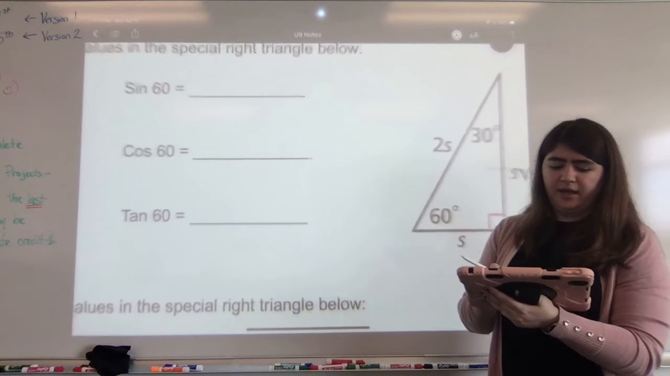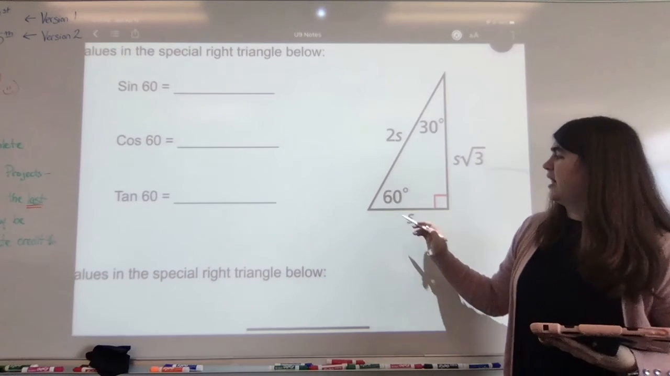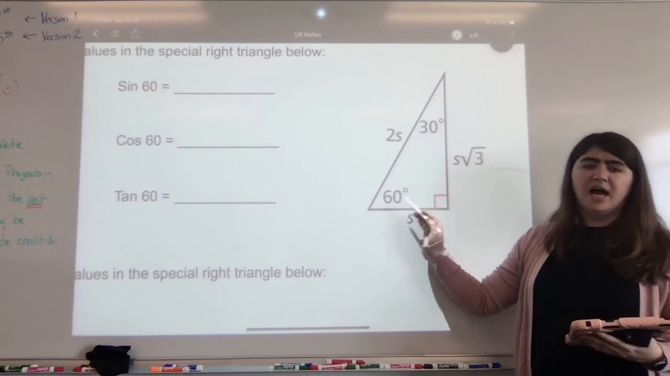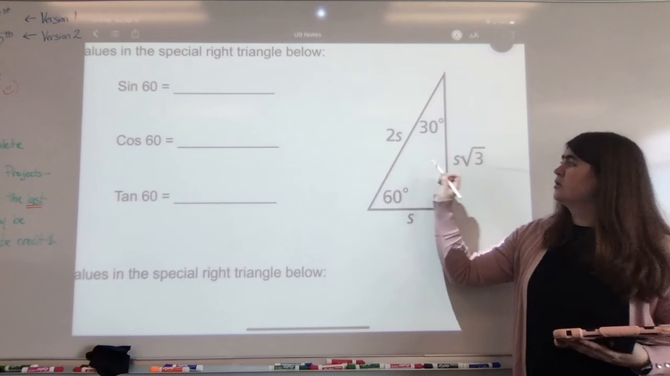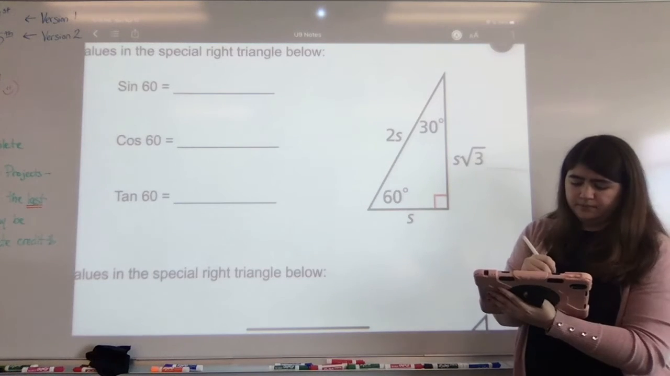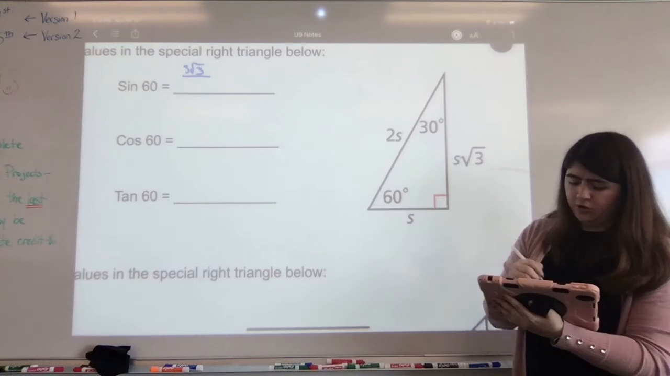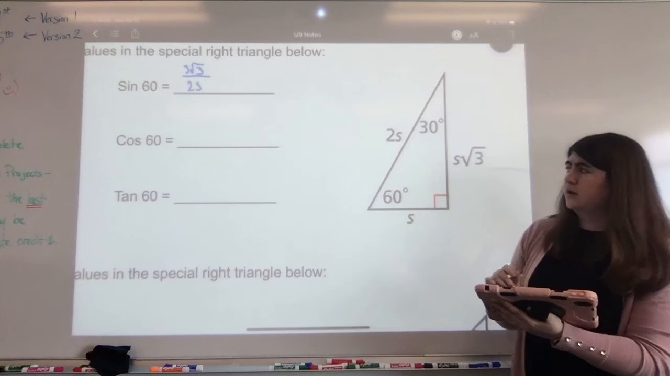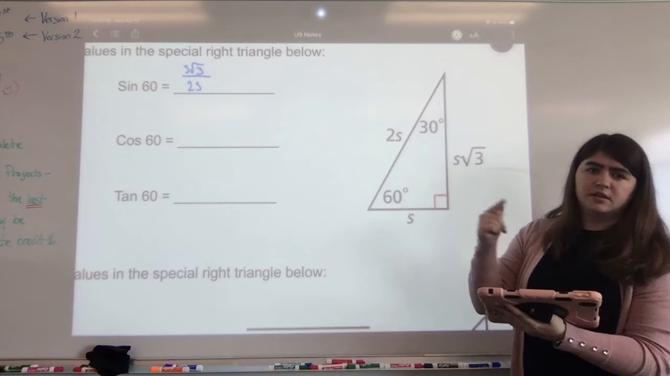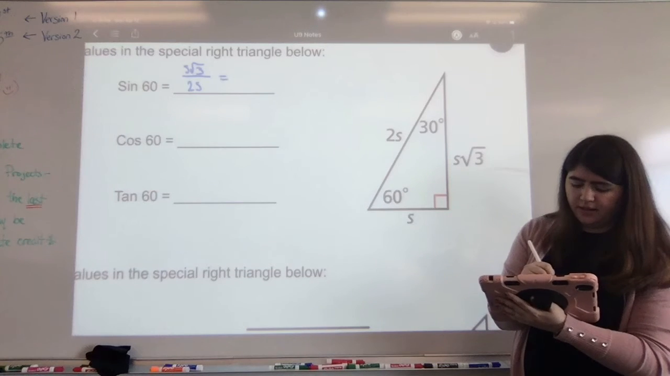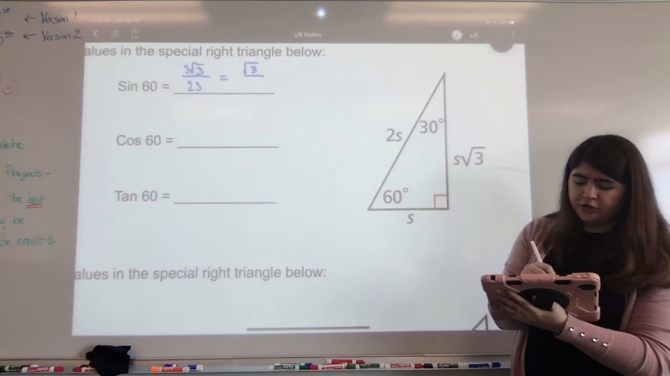Next, we have 60 degrees. So the sine of 60 degrees is opposite over hypotenuse. So I have s square roots of 3 over the hypotenuse, which is 2s. We just had that on the other side. We canceled out the s's, and that gave me the square root of 3 over 2.